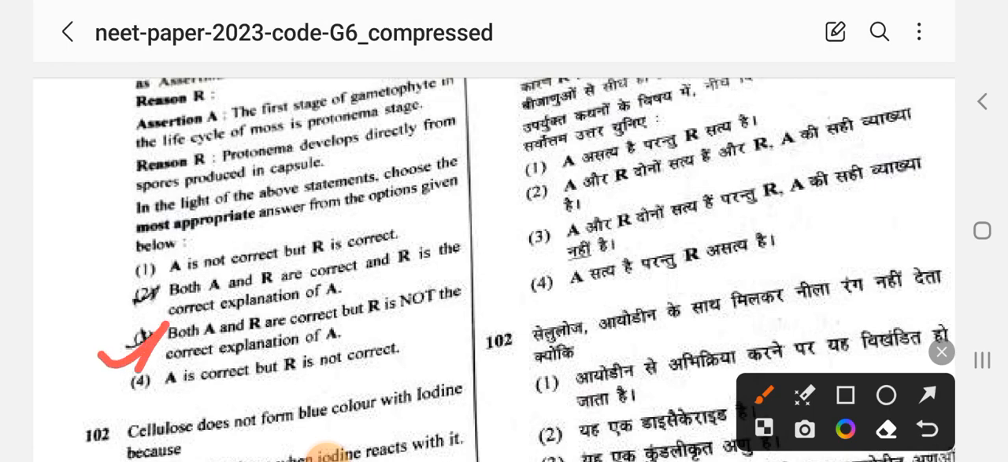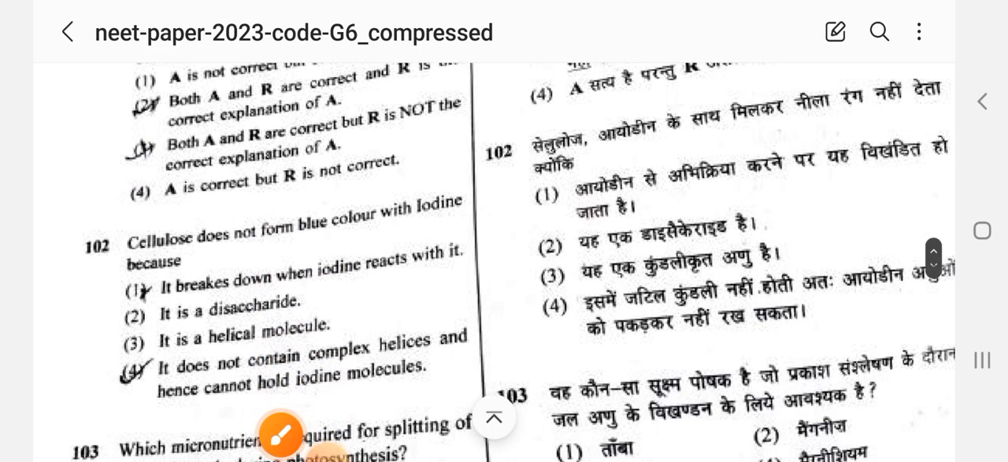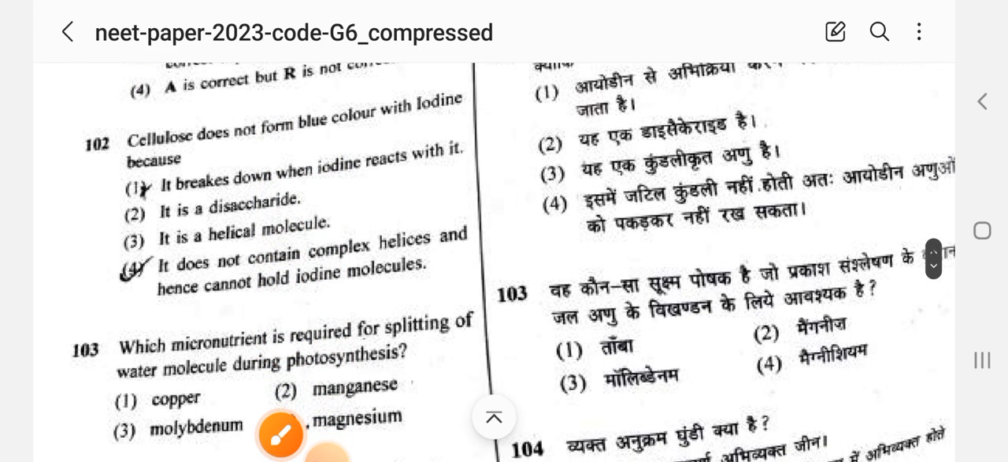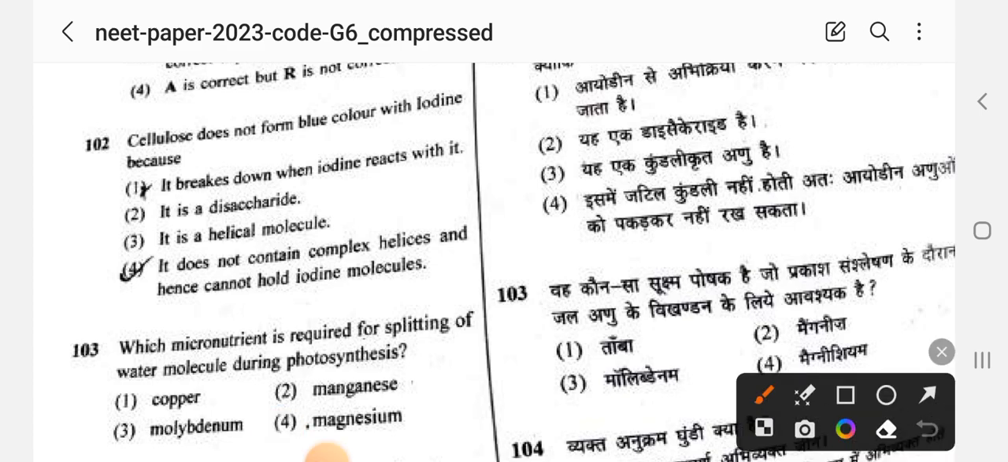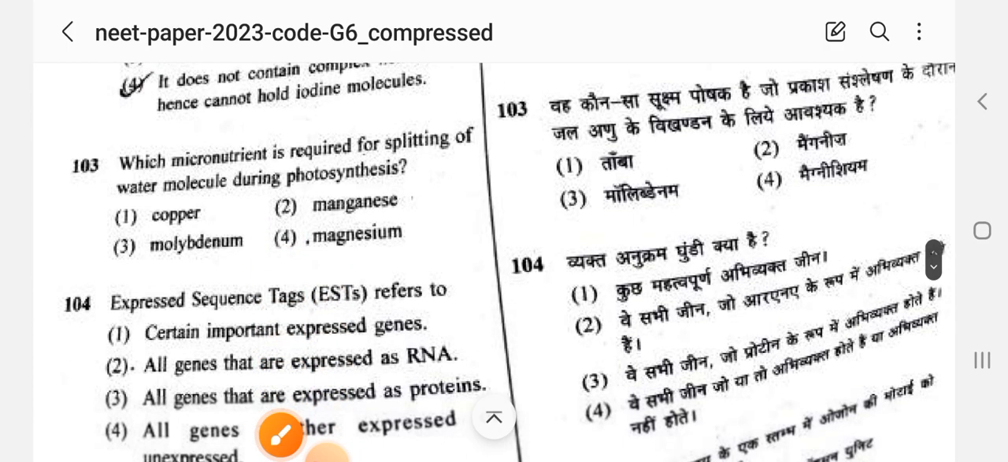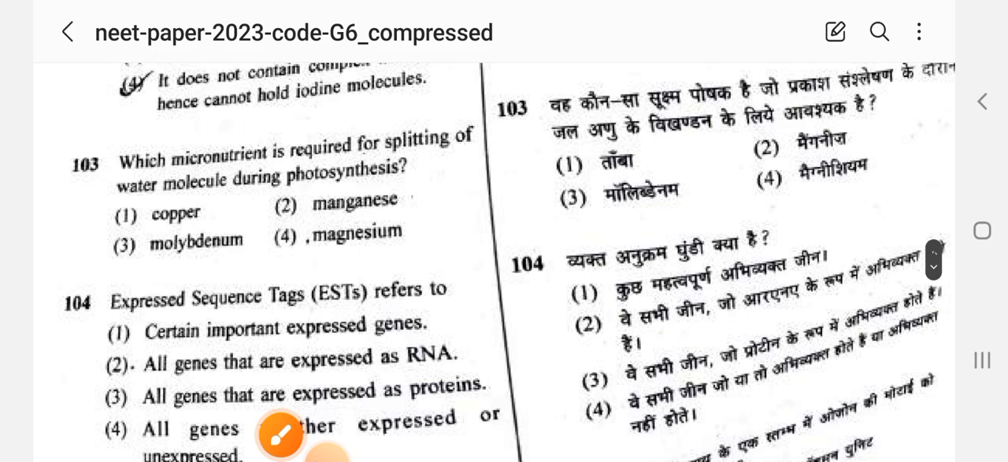The answer will be the third one. So the next question is cellulose does not form blue color with iodine, because iodine के साथ cellulose जो होता है वो कोई color produce नहीं करता, क्योंकि it does not contain helix and hence cannot hold molecule. The answer is D.